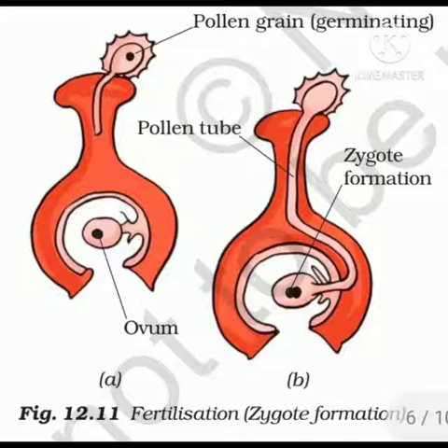As it reaches the ovule, the tip of the tube opens and releases male gametes to fertilize the female ovule to form the zygote. So after fertilization, the zygote is formed. What is a zygote? A zygote is a fertilized cell formed by the fusion of male and female gametes.